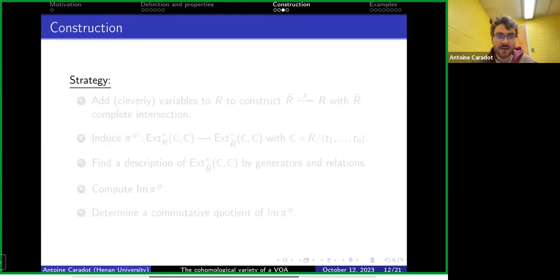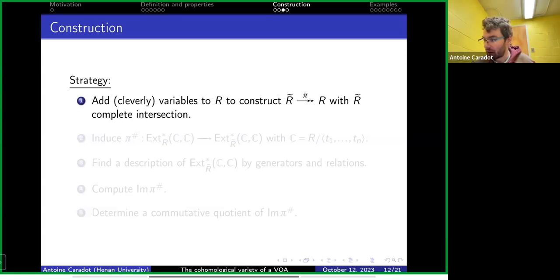So the strategy is going to be in 5 different points. The first is going to be to add variables to the ring R to construct a new ring R tilde that's going to be a complete intersection, so that we have a surjection pi from R tilde to R. So there is a way to add those variables. That's why I put "cleverly" in parentheses, because it's not just random adding of variables. You add them at some places so that it also helps in simplifying the computation afterwards. So you choose the right approach to do it.